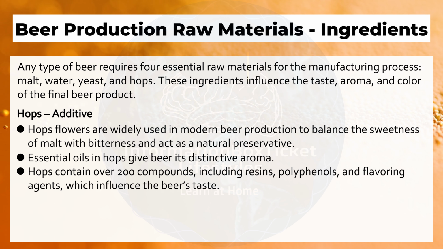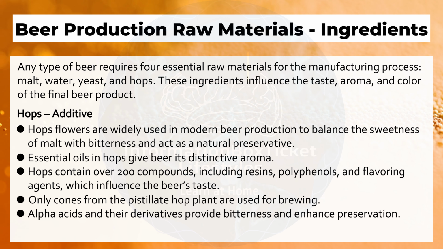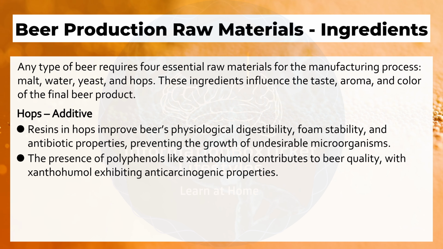Hops contain over 200 compounds, including resins, polyphenols, and flavoring agents, which influence the beer's taste. Only cones from the pistillate hop plant are used for brewing. Alpha acids and their derivatives provide bitterness and enhance preservation. Resins in hops improve beer's physiological digestibility, foam stability, and antibiotic properties, preventing the growth of undesirable microorganisms. The presence of polyphenols like xanthohumol contributes to beer quality, with xanthohumol exhibiting anti-carcinogenic properties.